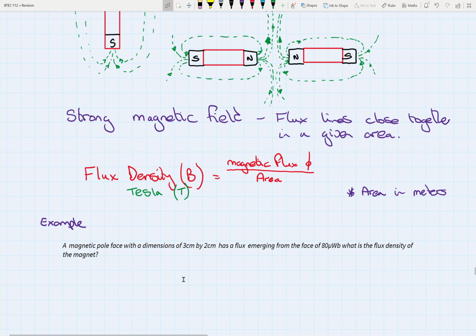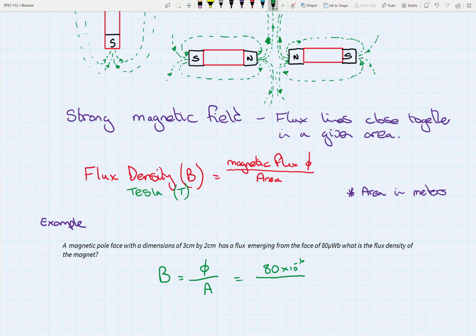Okay, so take this example. We've got a magnet with flux lines of 80 microwebers, and the size of the end of the magnet is 3 centimeters by 2 centimeters. If we want to know what our flux density is, let's pop all that into our equation. B is equal to flux over area. So that's 80 times 10 to the minus 6 Webers, over our area.